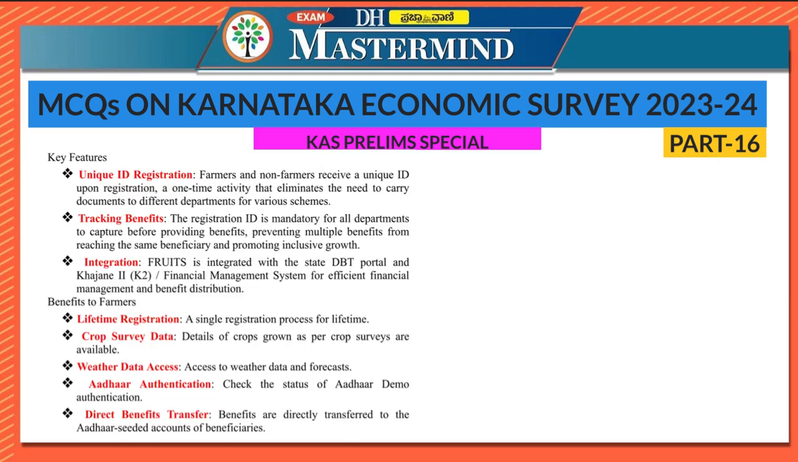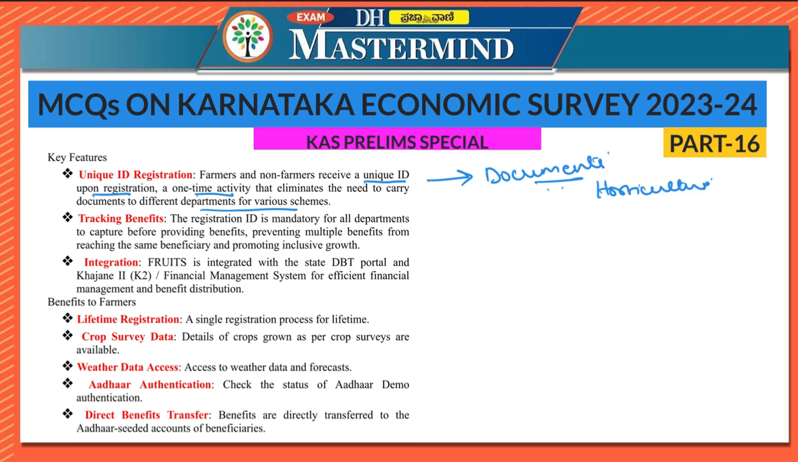So, what are the key features of Fruits? Farmers and non-farmers receive a unique ID upon registration, and it is a one-time activity that eliminates the need to carry documents to different departments for various schemes. Whatever documents are uploaded by farmers and non-farmers on this portal are uploaded only once, so they don't have to carry the documents time and again to all the departments. Suppose they are getting a benefit from the horticulture department, they would have to provide all the documents to the horticulture department.